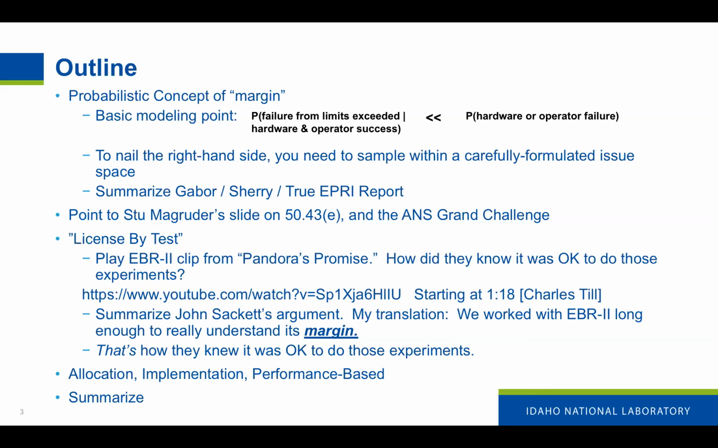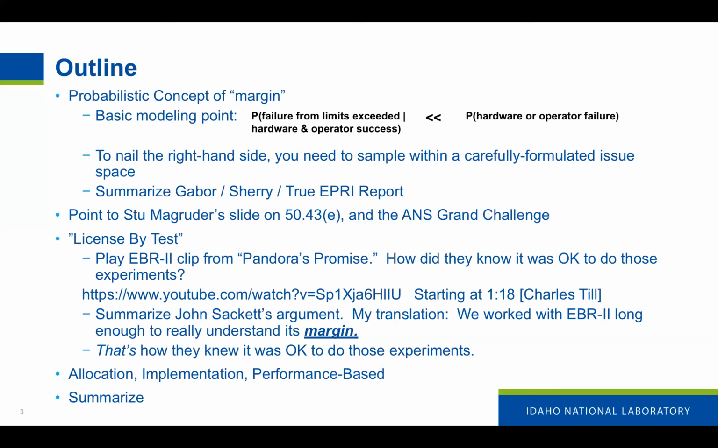I'll point to a slide from Stu Magruder's talk on 5043, which actually talks about how to go about applying for a prototype plant design. And the ANS Grand Challenge report from 2017 pointed to that same piece of the Code of Federal Regulations. And I just think it's an interesting thing. And that's really the fulcrum of the talk from an administrative point of view.